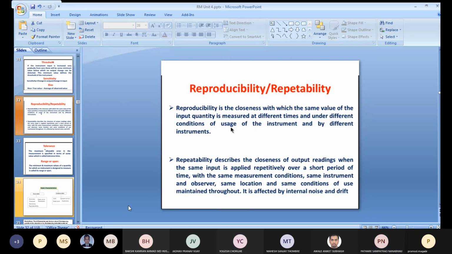So reproducibility indicates that whatever the readings are, that reading is the same everywhere. But in practice, it is not possible. As we know, in space there is no gravity, and if we consider the gravity effect there, it is of no use. So reproducibility means you can get the same reading everywhere. Correct. So that will be the instrument fault. That we call reproducibility.